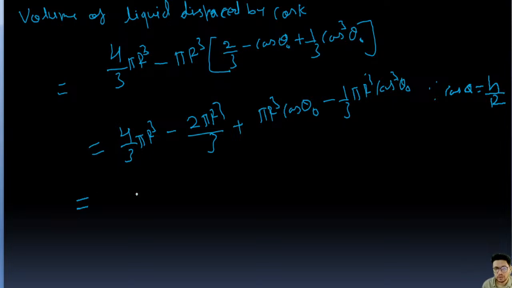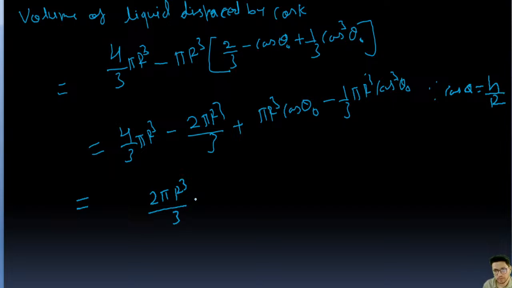So here we'll put the value of cos theta equal to h upon r. We have subtracted 2 pi r cube by 3 from 4 by 3 pi r cube.